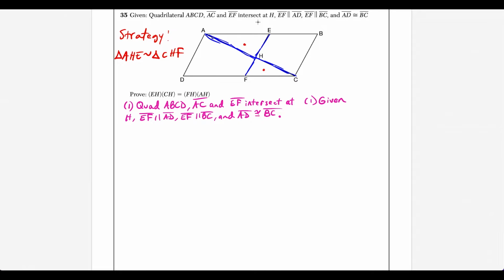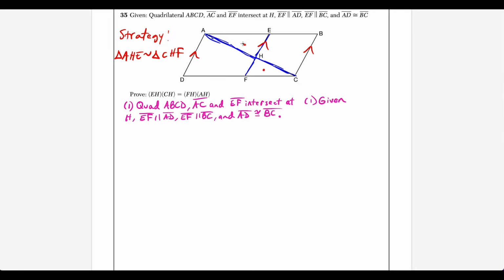But now what I'd like to do after I have my strategy is translate the information that was given to us over to the picture. So we have EF is parallel to AD. If we just draw that in, we could draw arrows here like this, showing that these two segments are parallel. We're also told that EF is parallel to BC. So right away, I can see that AD and BC are parallel.